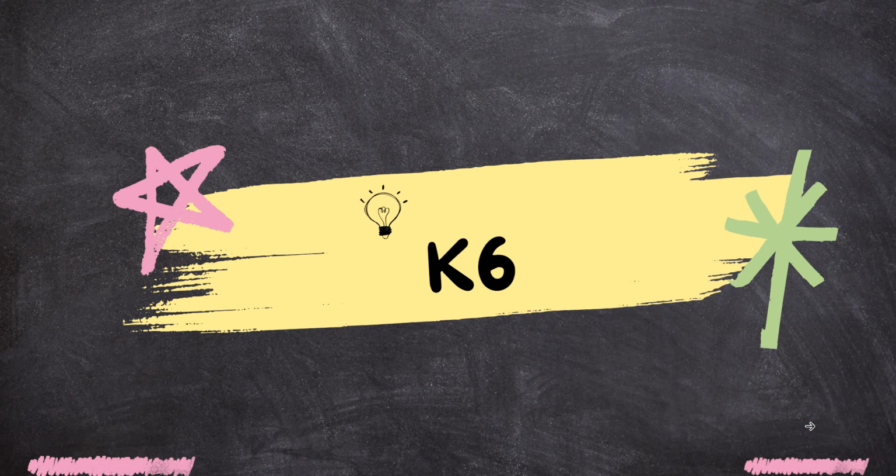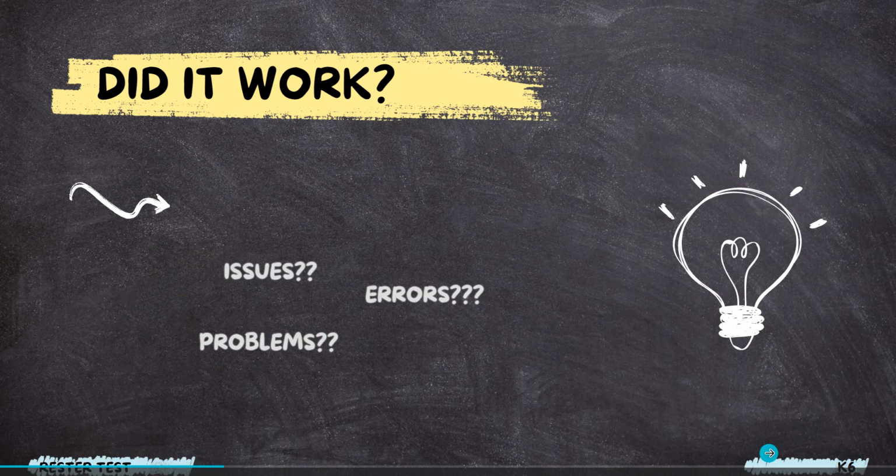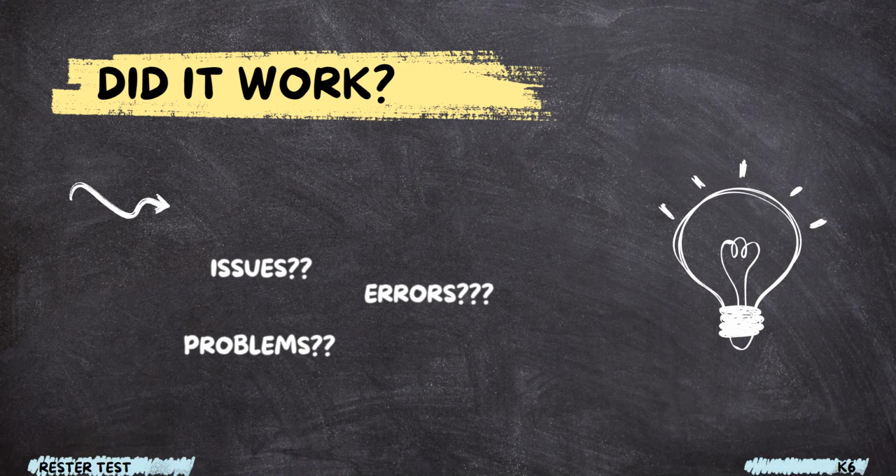Until now we have seen a lot about K6, however there's one thing which we didn't cover from the basics, and that is how can we make sure that everything that we did works? How can we make sure that we have no issues, no errors, no problem?